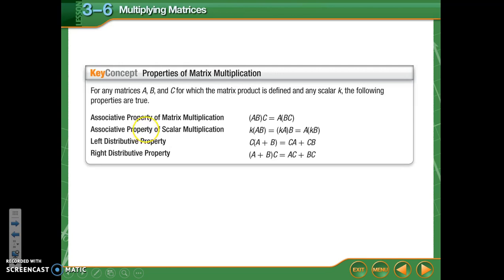So to finish up this section, this is just a reminder of some of the properties of multiplication for matrices. Matrix multiplication is associative as long as the matrix order doesn't change. Scalar multiplication is associative, and I can distribute matrices from the left and right, but I cannot use the commutative property. So all of these properties are true.